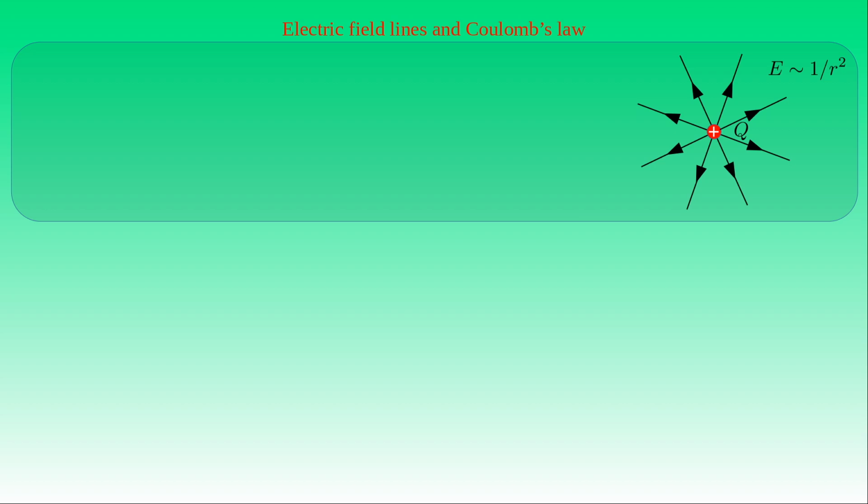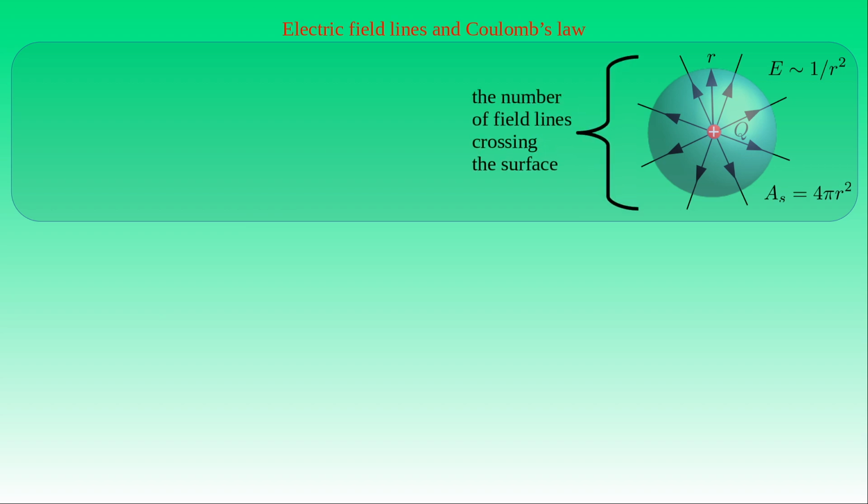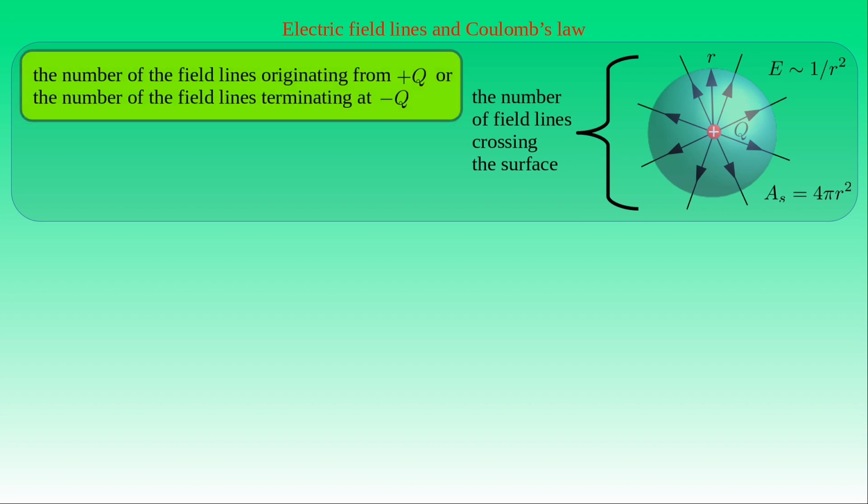Let us enclose the charge q with such a sphere with an arbitrary radius r, where the surface area As of the sphere is given by 4 pi times r squared. All the electric field lines originating from a positive charge or terminating at a negative one will cross the sphere. Then we obtain the number of the field lines passing through the sphere, if we multiply the density of the field lines on the spherical surface by the area of the sphere. It follows from our convention that the density of the field lines is simply the magnitude E of the electric field strength, whereas the area of the sphere is given by As.